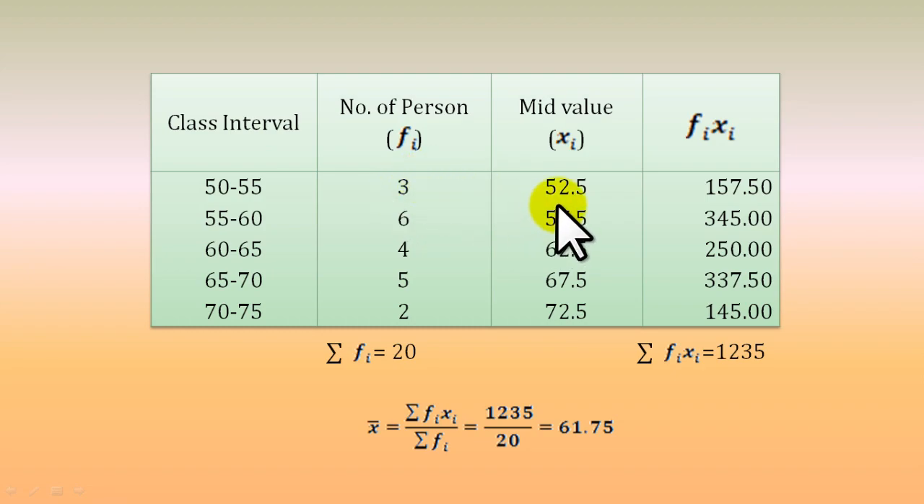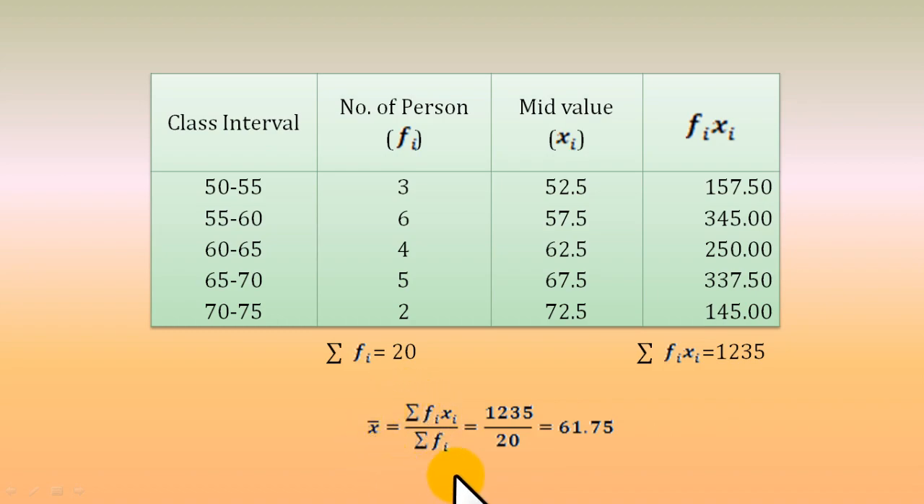And the third column is the column of midpoint. These midpoints are the representatives of the class intervals. The midpoint is the average of the lower limit and the upper limit. The fourth column is the product of the frequencies and the mid value. After that, we find the summation f, the total of frequency. Now this is the summation fxi, and the value of summation fxi is 1235.